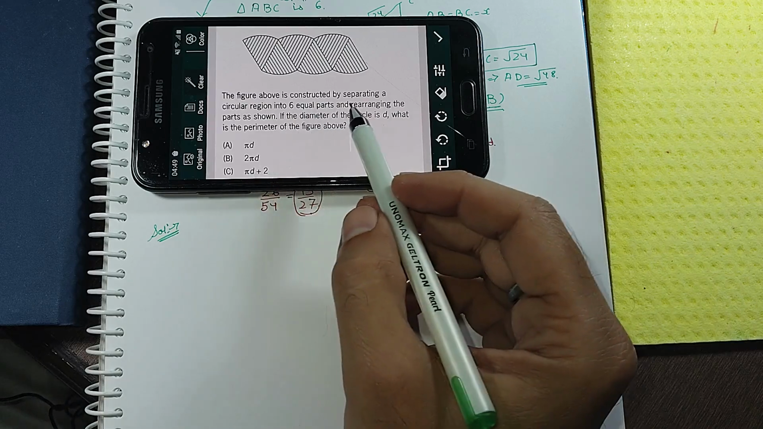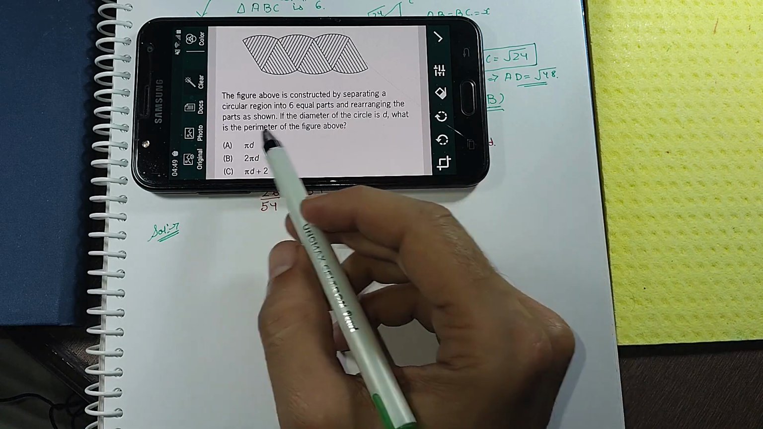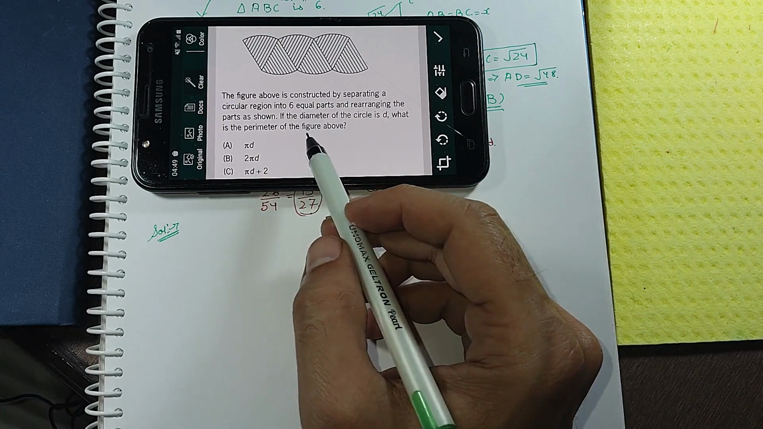The figure above is constructed by separating a circular region into 6 equal parts and rearranging the parts as shown. If the diameter of the circle is D, what is the perimeter of the figure above?